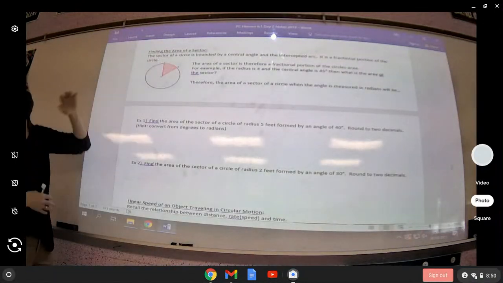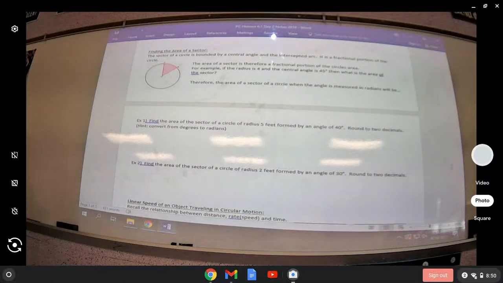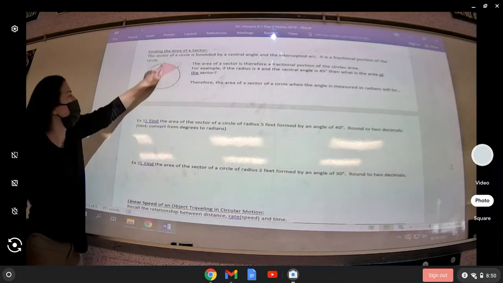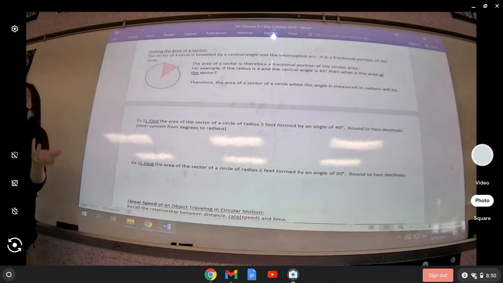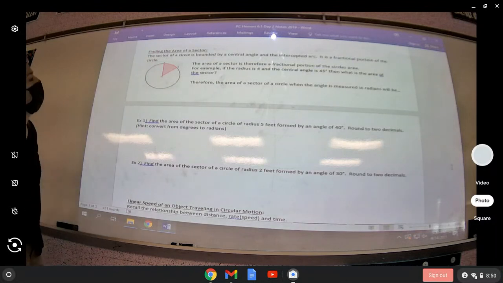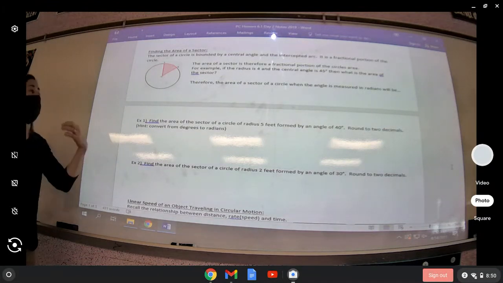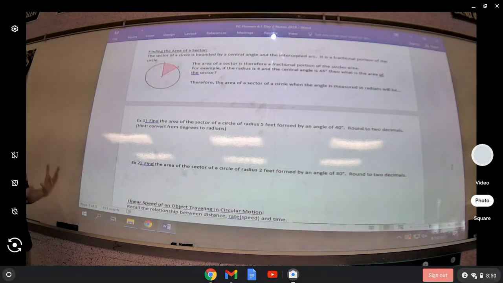All right, this is how we find the area of a sector. The sector of a circle is bounded by a central angle. So you've got a central angle, and it's bounded by that and the intercepted arc. So basically, it's just a chunk of the circle. It is a fractional portion of that circle. The area of a sector is therefore a fractional portion of the circle's entire area.